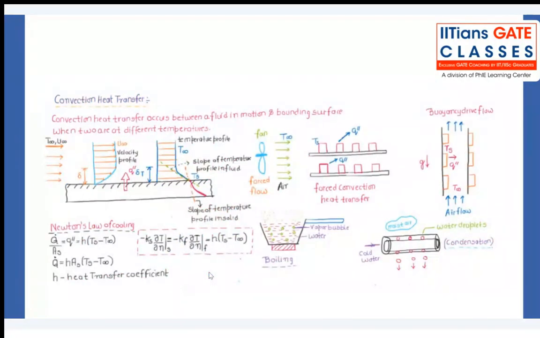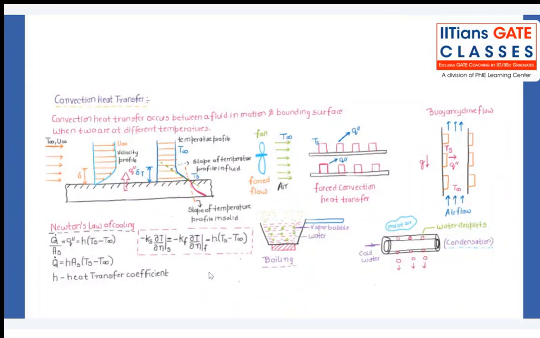Now we move to a different mechanism of heat transfer. First we talked about conduction. To give you an example, I gave you an example of a spoon. You put a spoon in porridge, and at the other end of the spoon, you tend to feel it is hotter. Now this is an example of conduction. The mode of heat transfer which we are talking about now is convection heat transfer.